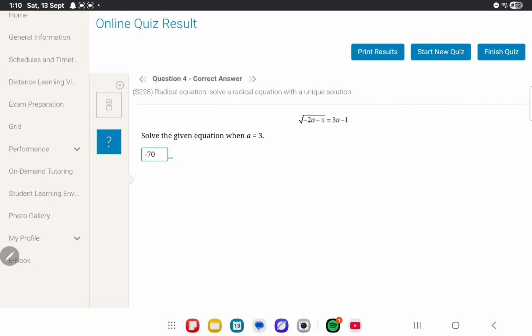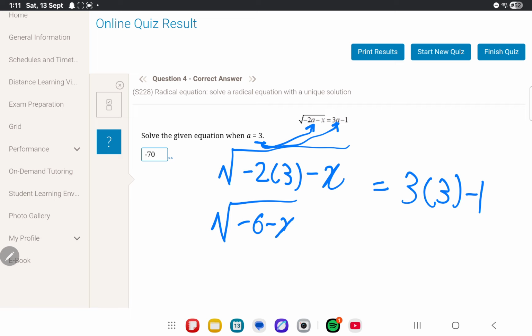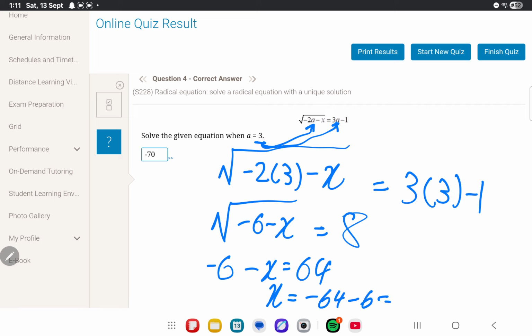Now, this is very easy. So, radical negative 2 times 3 minus x. Again, I'm just putting in a equals 3, so I'm going to put 3 where a is. So this equals 2, 3 into 3 minus 1. So it's going to equal 2 radical negative 6 minus x is going to equal 2. 3 times 3 is 9, 9 minus 1 is 8. Square both sides, negative 6 minus x is going to equal 64. Take the x to one side and take the numbers to the other. X is going to equal negative 64 minus 6, equal to negative 70. And this is my answer. Done.